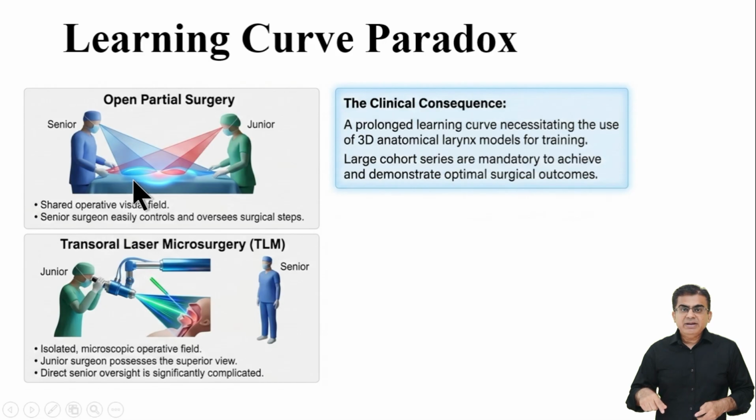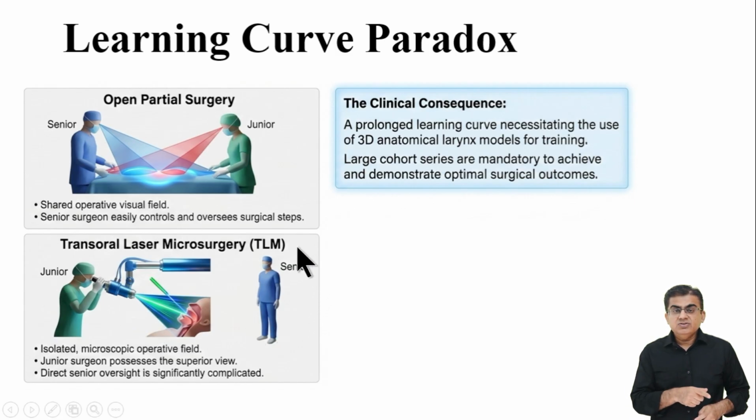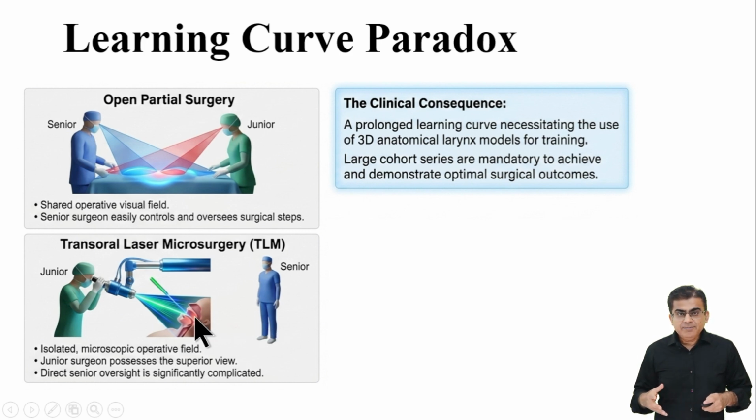But in transoral laser microsurgery, this teaching dynamic is completely reversed. During the operation, the resident is looking directly through the surgical microscope. This means the resident actually has a much better and clearer view of the surgical field than the senior surgeon standing next to them. Because the senior surgeon cannot see the microscopic tissue planes perfectly, it becomes incredibly difficult to safely teach and control the operation.